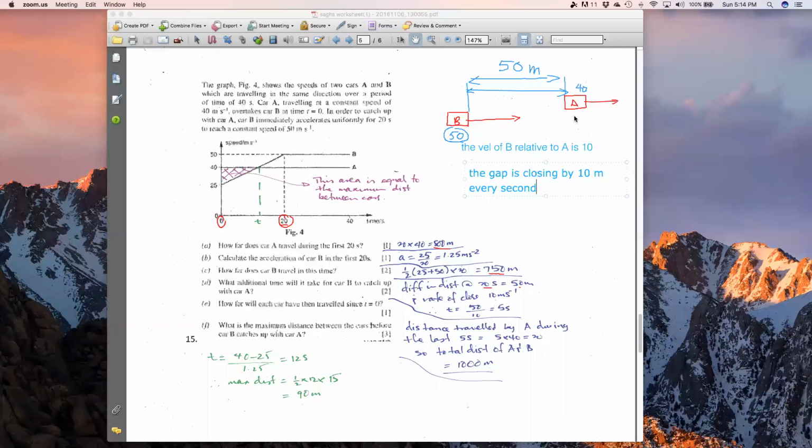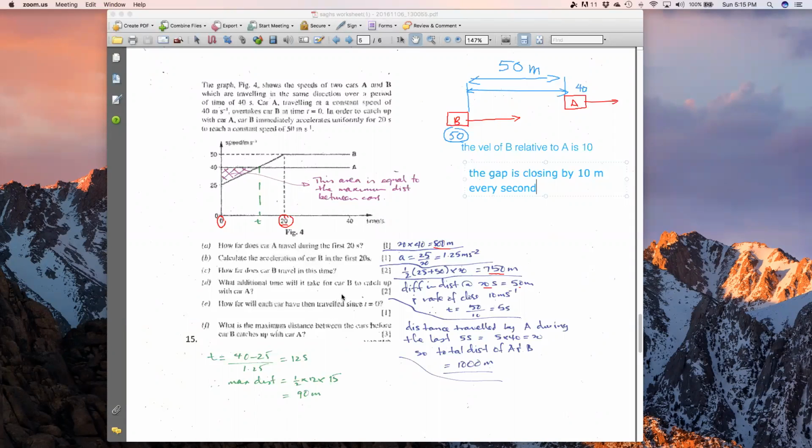Now, obviously, if A were to speed up to 50, then the gap would not be closing anymore. If A were to move faster than 50, then the gap would actually open. You can play a series of games with it in your mind to see if you follow the concept. All right? This gap is an interesting part of it.